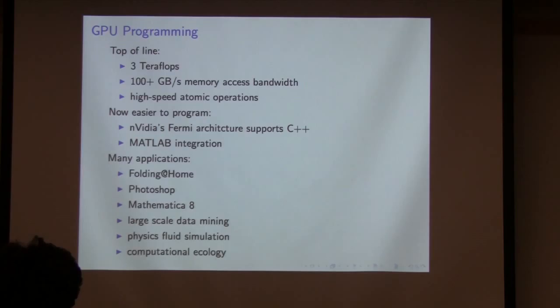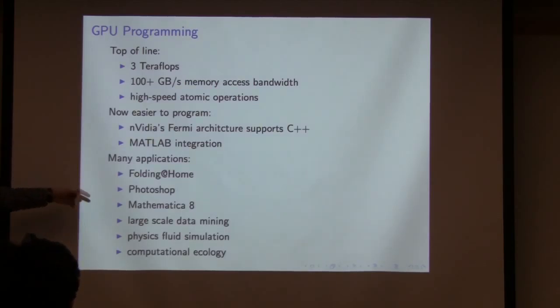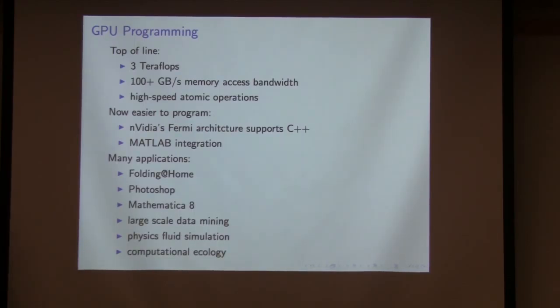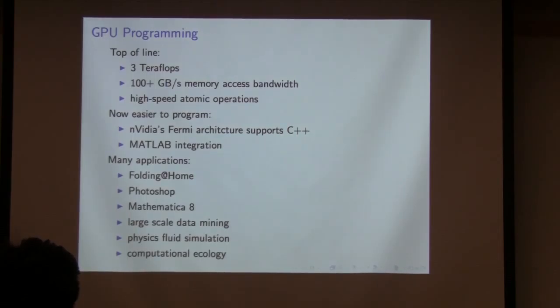I'll show an example of how the speeds work when running on MATLAB. A lot of applications have taken advantage of this, like Folding@home. We'll talk a bit more about this, I think, in a week. There's also stuff in Photoshop, Mathematica, and so forth. There are lots of applications where there's no other efficient way to speed things up at the scale you can on the GPU. Clusters of commodity machines would cost much more than the same thing on GPUs.